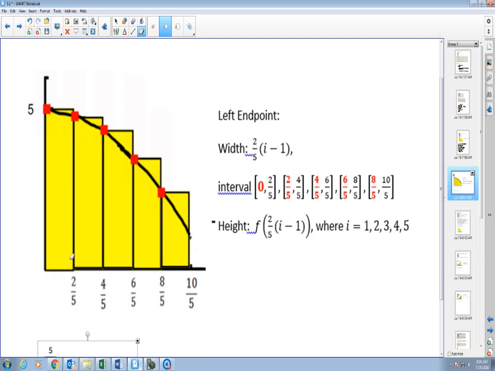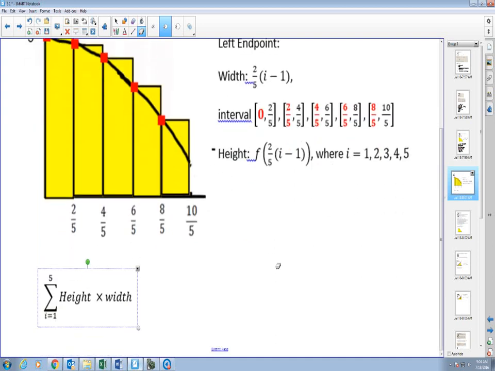So technically speaking, this is only 1, 2, 3, 4 left endpoints compared to the 5 right endpoints earlier. That's why this has to be an i minus 1. So here are the left endpoints for the intervals. To find the height of each one, we will plug in the width, 2 over 5 times i minus 1, into the function. Let's do the same thing as we did earlier.